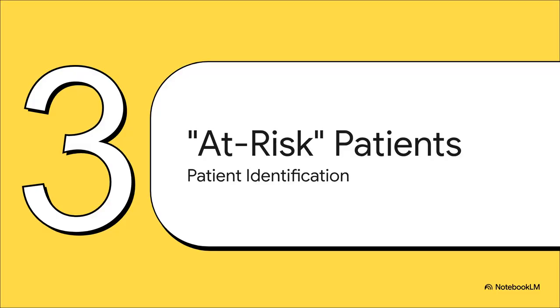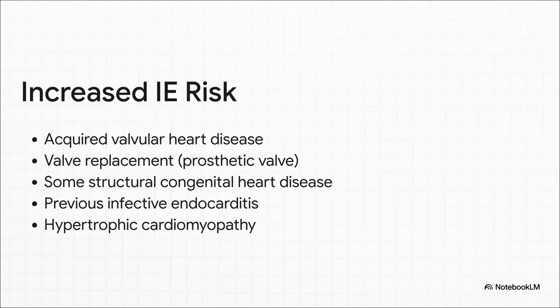Okay, so we've established the no routine prophylaxis rule. Now let's get specific. Who exactly are we talking about when we say at risk? You need to be able to spot these patients from their medical history. This slide is your checklist. These are the high-risk cardiac conditions. We're looking for patients with acquired valve disease, anyone who's had a valve replacement, those with specific structural congenital heart diseases, hypertrophic cardiomyopathy, and this is a big one, anyone who has had IE before. They are at the highest risk of it happening again.